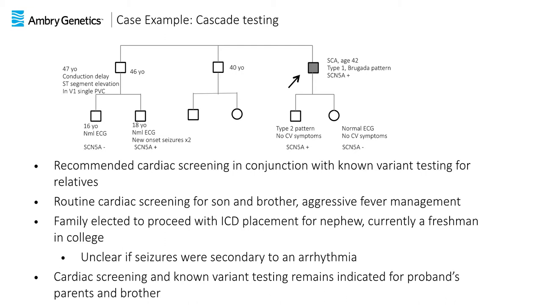So the family of the 18-year-old with seizures actually elected to proceed with ICD placement. He's currently a freshman at a university. It remains unclear if the seizures were sort of primary seizures or secondary to an arrhythmia, but given the family history and the gene testing results, the family was quite anxious and elected to go the route of an ICD. He's doing quite well, has not received any shocks.